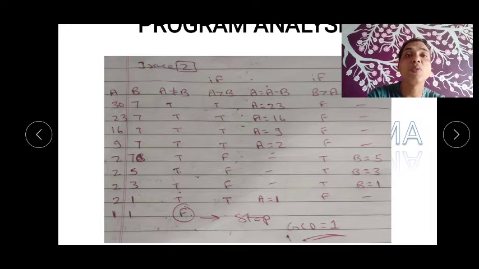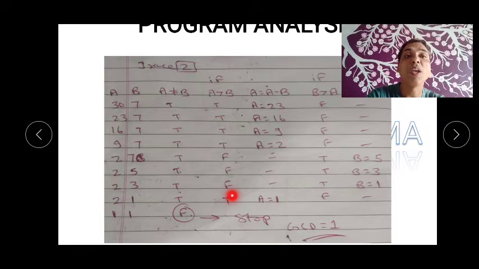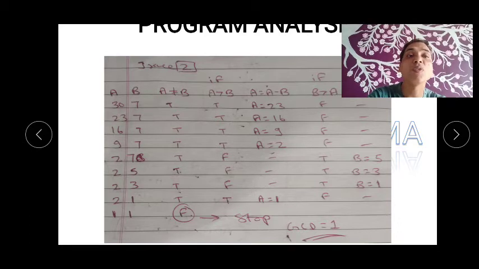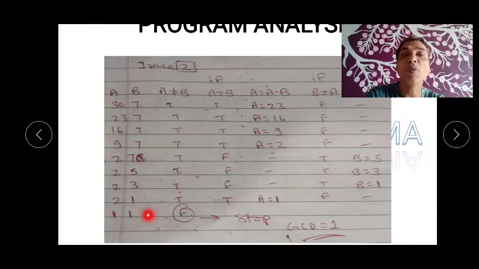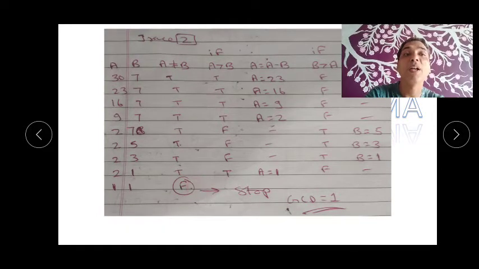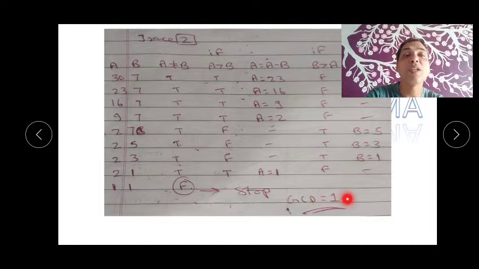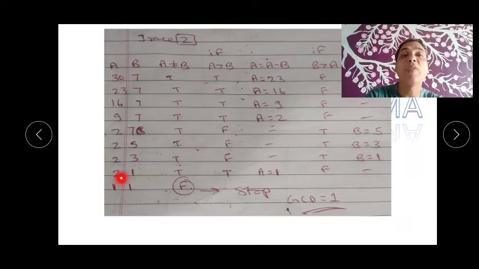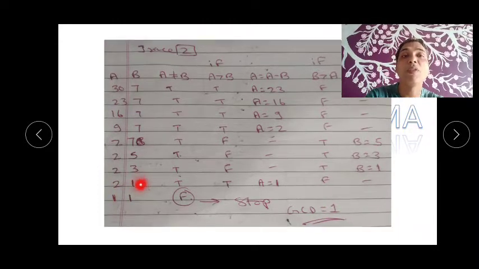A is greater, so both are not equal. A is greater than B. Yes, so you have to subtract and update the value of A. So here you cannot go because both become equal. Now since both are equal, you have to stop this algorithm or stop the flowchart or the trace. So can you see, we have to stop it here, and once you stop, GCD is 1. Either you can write the value of A or the value of B.